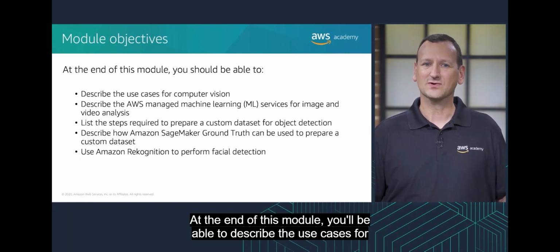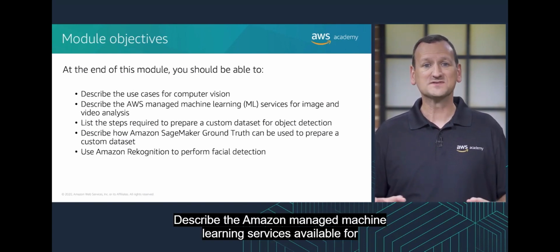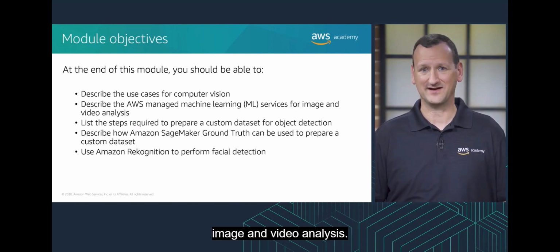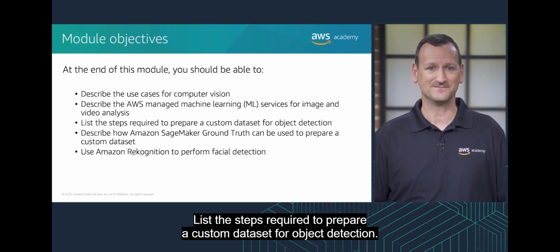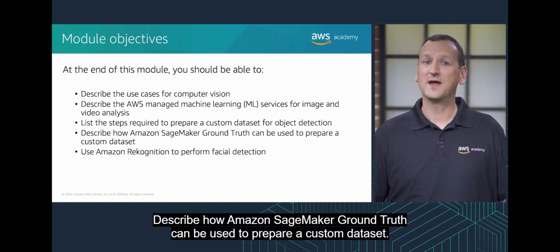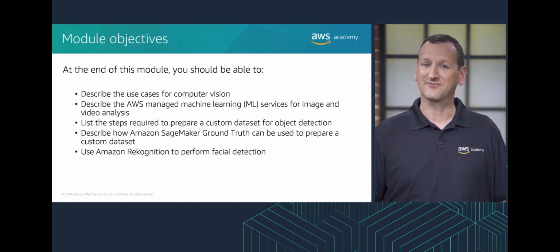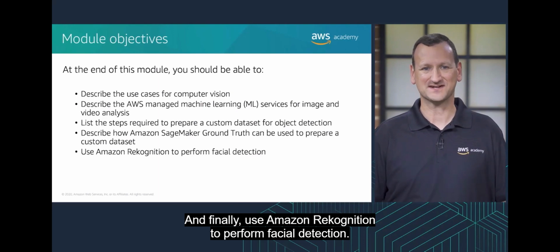At the end of this module, you'll be able to describe the use cases for computer vision, describe the Amazon managed machine learning services available for image and video analysis, list the steps required to prepare a custom data set for object detection, describe how Amazon SageMaker Ground Truth can be used to prepare a custom dataset. And finally, use Amazon Rekognition to perform facial detection.